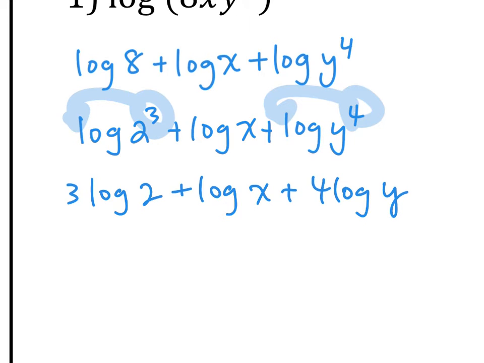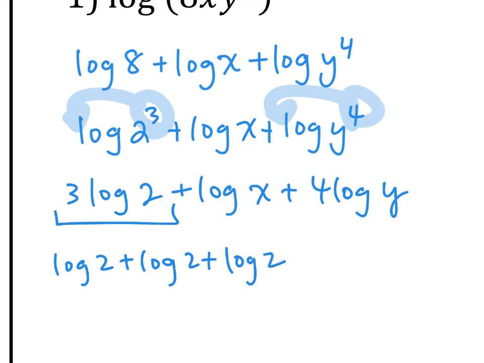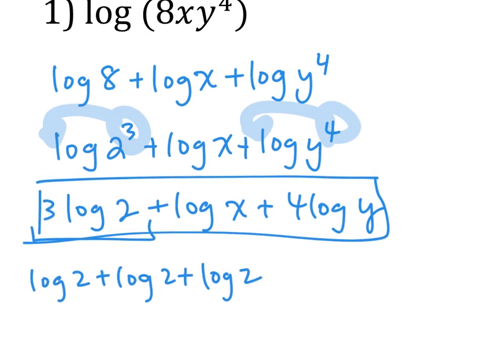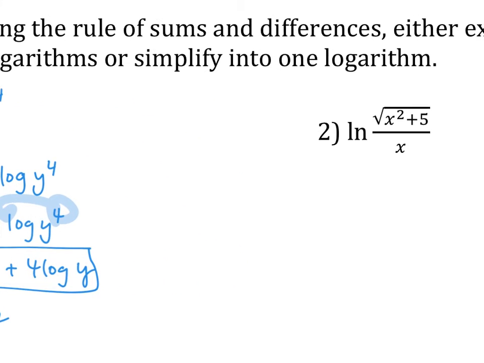Any more than this expansion would just be too many. For example, you could basically do this as log 2 plus log 2 plus log 2, but I think that's just a little too much expansion. That's very unnecessary. So if you get to this point, I would say that's good enough and you can call it done. All right, let's look at another one.